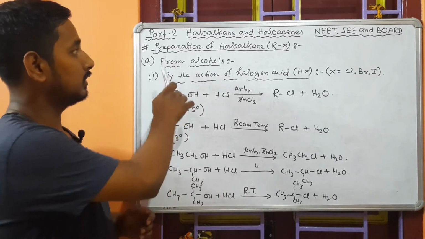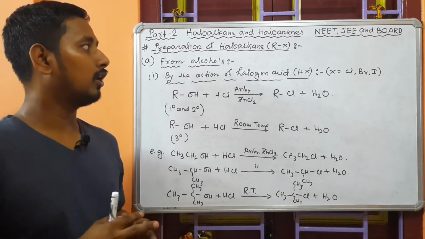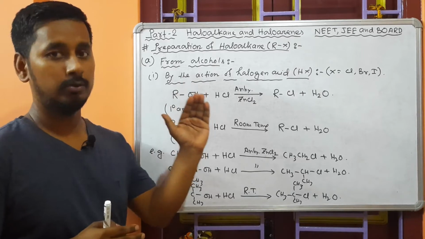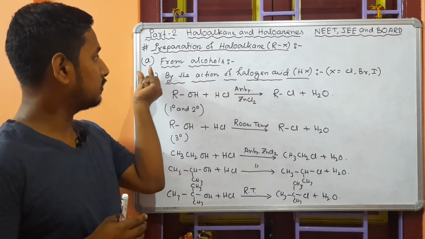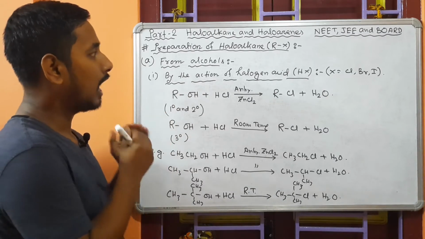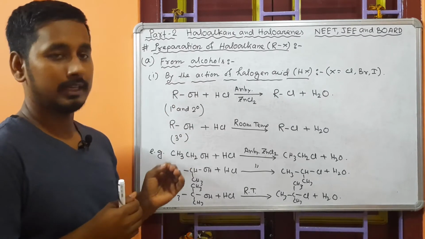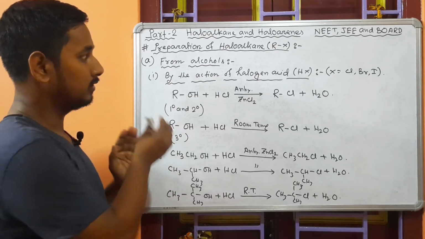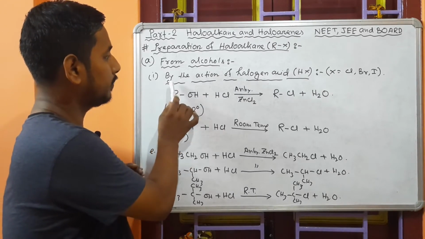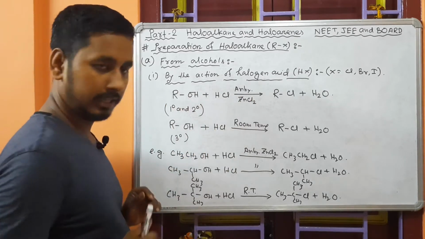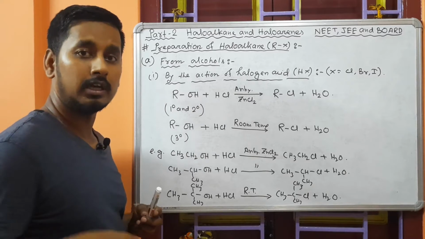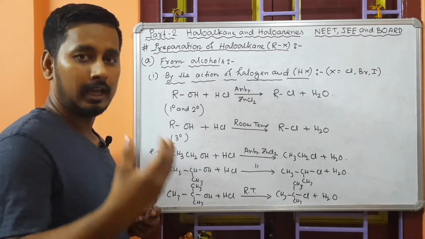So first here this is the preparation of haloalkane. Okay, we start from the preparation of haloalkane. So first is from alcohols. So from alcohols, how can you prepare haloalkane? So we study now these things here. Okay, so first of all, this is by the action of halogen acid. Halogen acid means HX, like HBr, HI, HCl, etc.